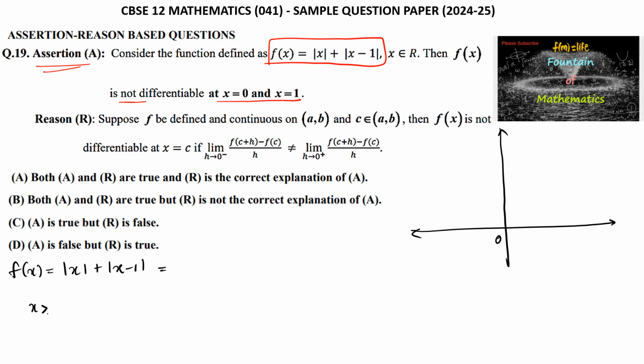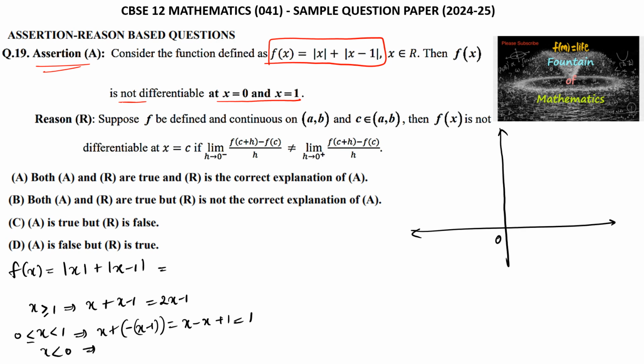Whenever x is greater than or equal to 1, both the moduli are positive, so x plus x minus 1, which is equal to 2x minus 1, we can write. And when x lies between 0 and 1, mod x is positive x and mod of x minus 1 is negative. So we can write x minus x plus 1, which is equal to 1, a constant, you are getting. And whenever x is less than 0, both are negative. So minus x minus of x minus 1, which is negative 2x plus 1.